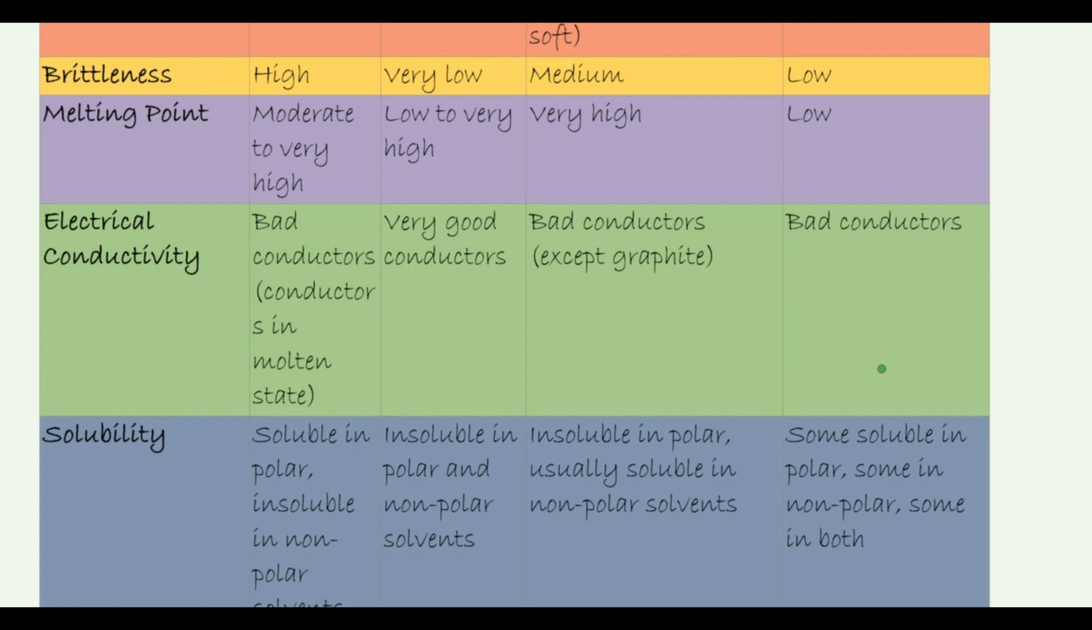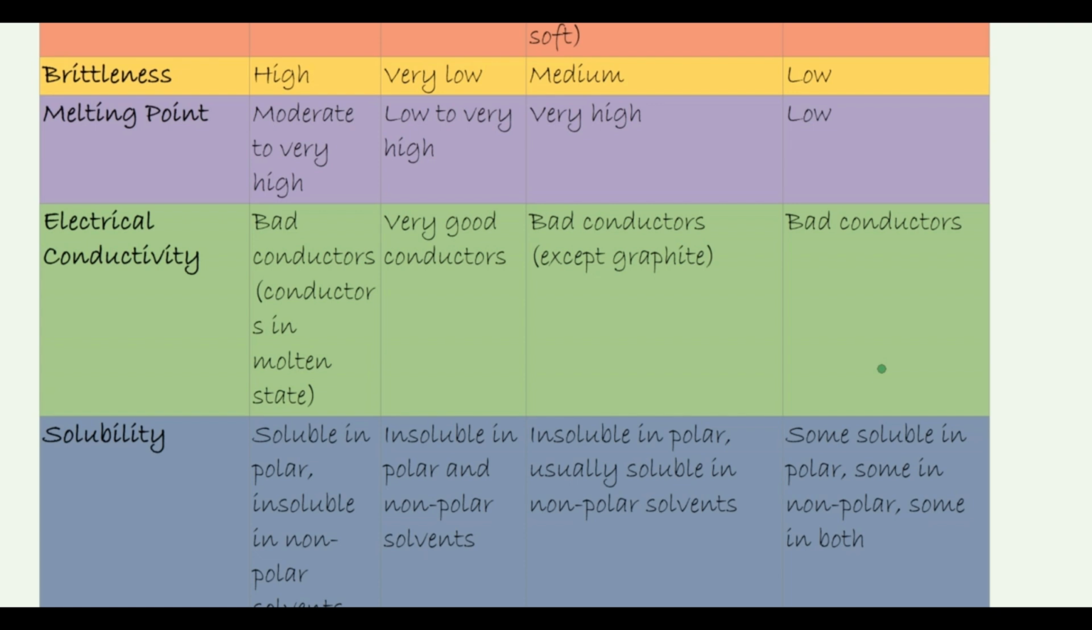Electrical conductivity. Ionic solids are conductors in their molten state. Ma'am, why did you put that as a bad conductor? Let me remind you one thing. They become ions when in the molten state or in the aqueous state. Ionic solids are bad conductors in their solid form.